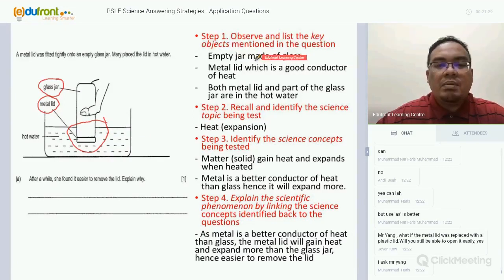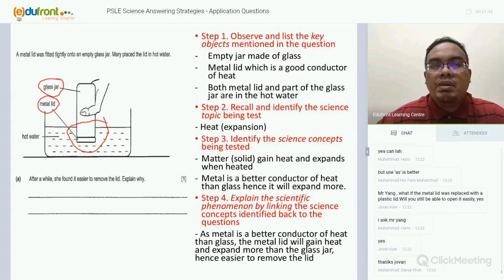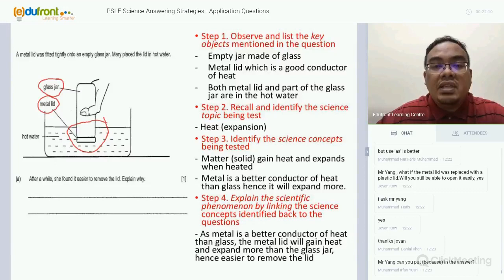After identifying the key objects, step number 2: recall and identify the science topic. Before you go into the concepts, you need to identify the topic. There are about 18 topics in total from primary 3 to primary 6, lower block and upper block, so you need to identify the right topic first. This may be obvious, but in some more challenging questions, some students may not identify the correct topic. For example, the topic on energy and the topic of forces. Many students mix up the topics. Gravitational potential energy, you confuse with gravity or gravitational force. They are totally different concepts.